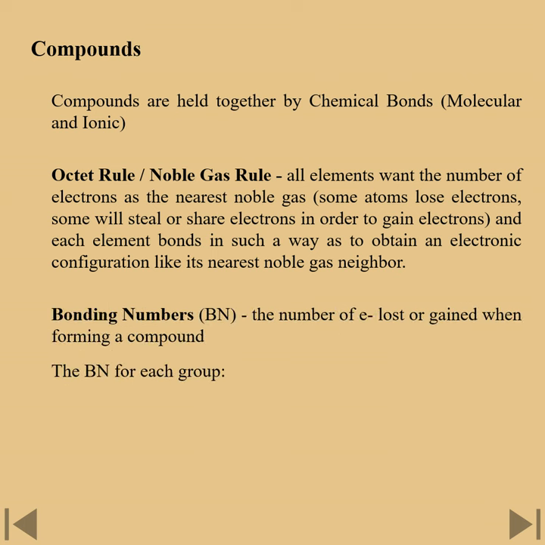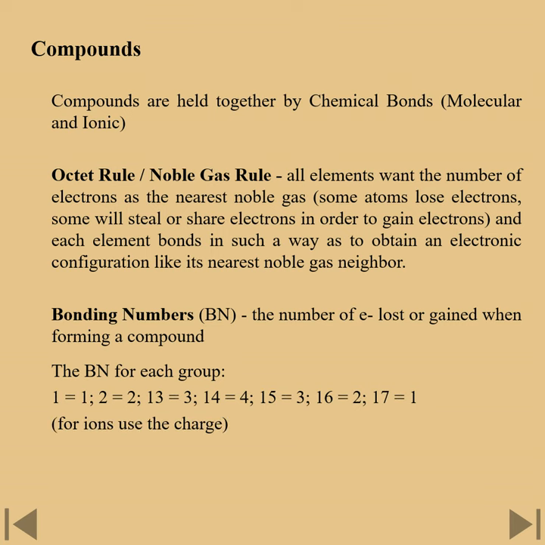I want to share the term bonding number with you, and this is the number of electrons that are lost or gained when an element reacts. From each group, we should be able to tell: group 1 has 1 outer electron, and it's going to lose that to go back to be like the last noble gas. Group 2 has 2 outer. They're going to lose both to go back to the last noble gas. Group 13 has 3 outers. They're going to lose all 3 to go back to the last noble gas.